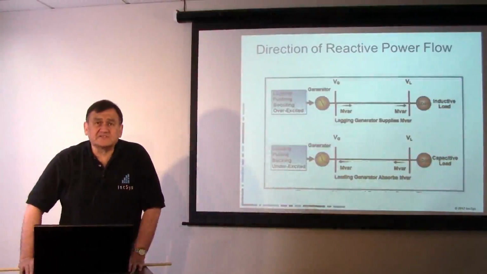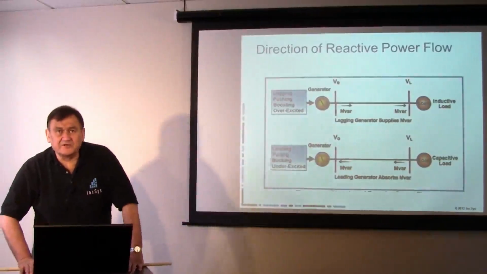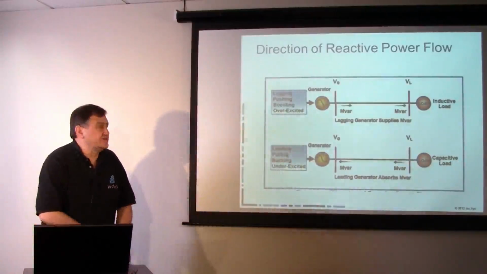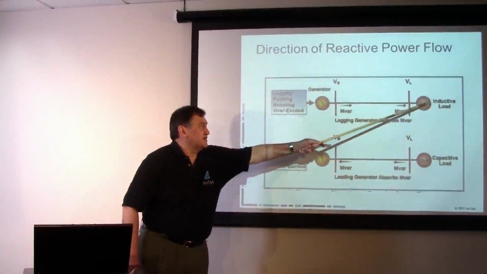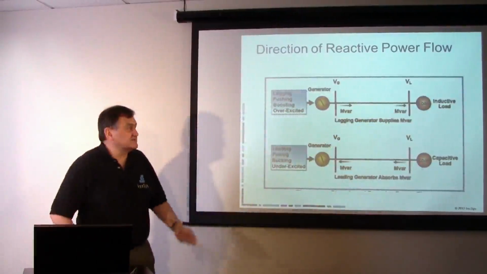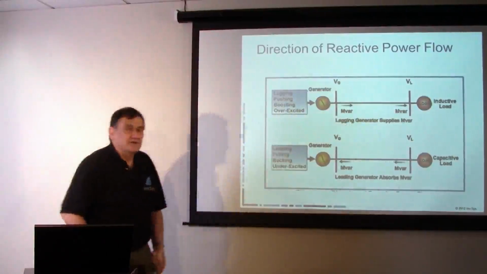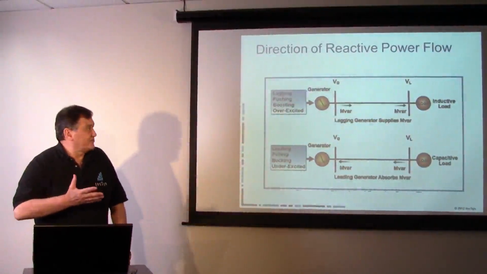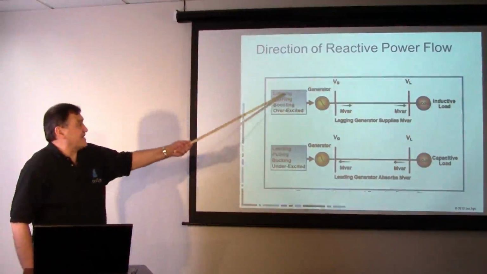We talked previously about the direction of power flow, but it's important. A generator, when it is producing megavars to take care of the demand of an inductive load, and we have positive megavar flow in this direction, that generator can be referred to in a number of different ways. It can be called lagging.